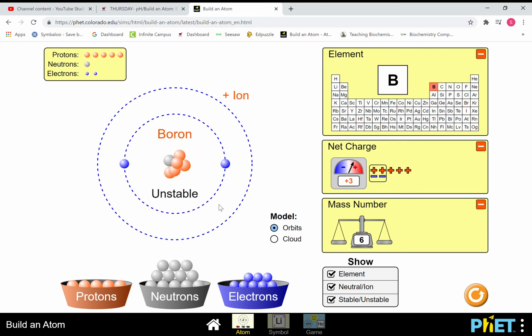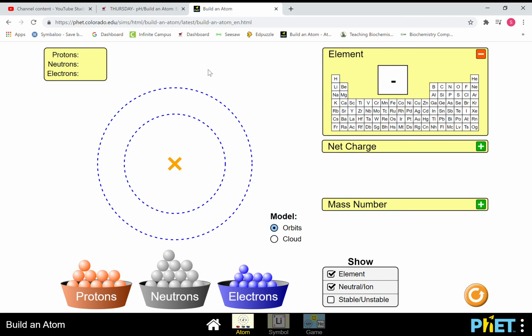Protons will never change in an atom. So whatever amount of protons you have, that's what element you have. The electrons again change because the electrons indicate an ion. The neutrons can change because they represent an isotope. Okay, so let's go ahead and go back to the beginning.